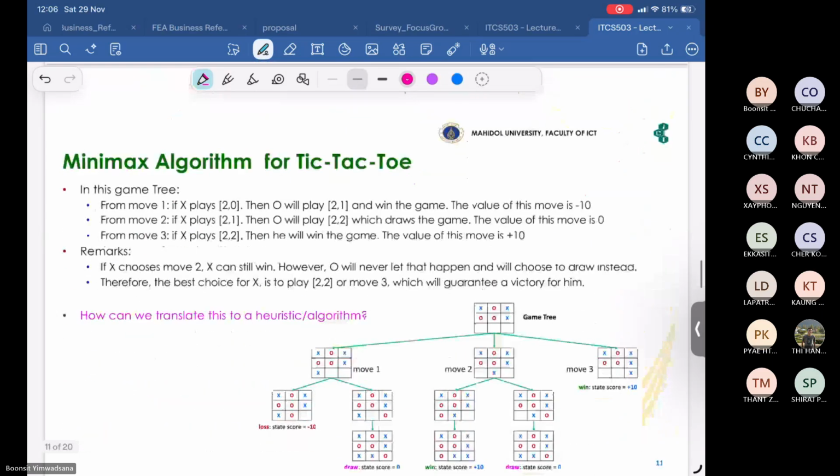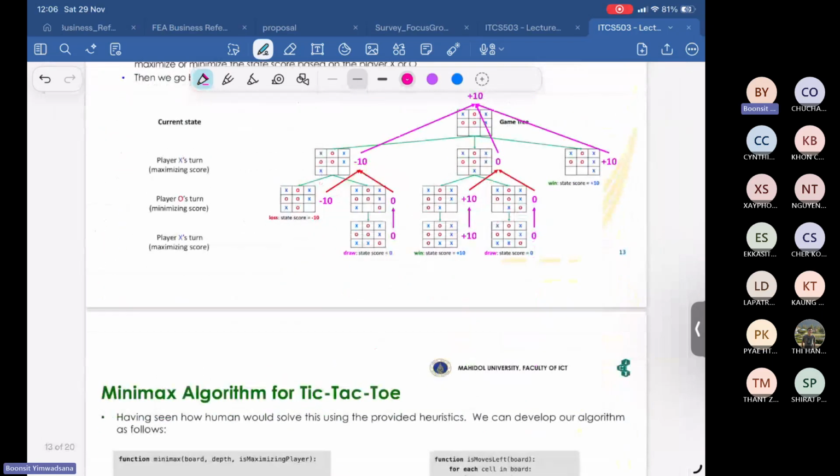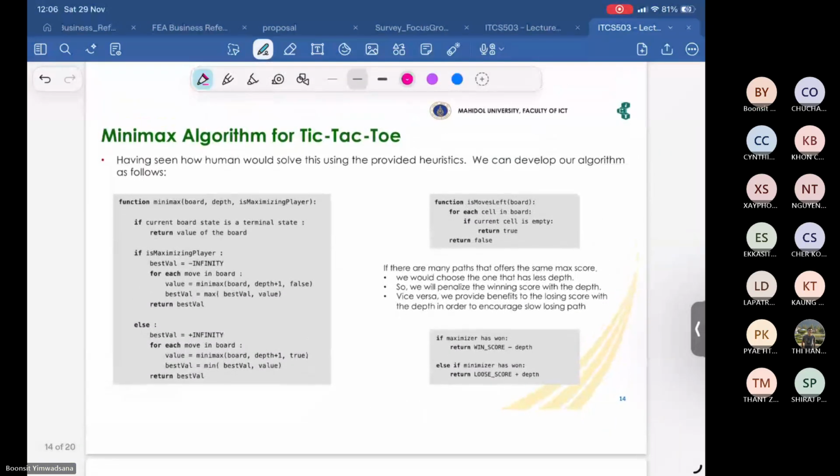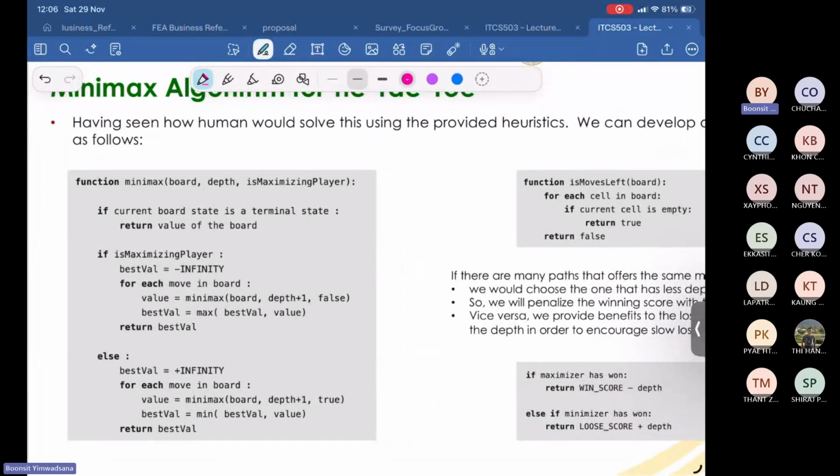With this, we can come up with this algorithm. I explained this to you already, so you can read this. In order to play this game, first we determine whose turn it is. Is it the maximizing player? If it is, then I will get all the scores from the previous depth, maximize the value, and return the maximum value to the upper layer.